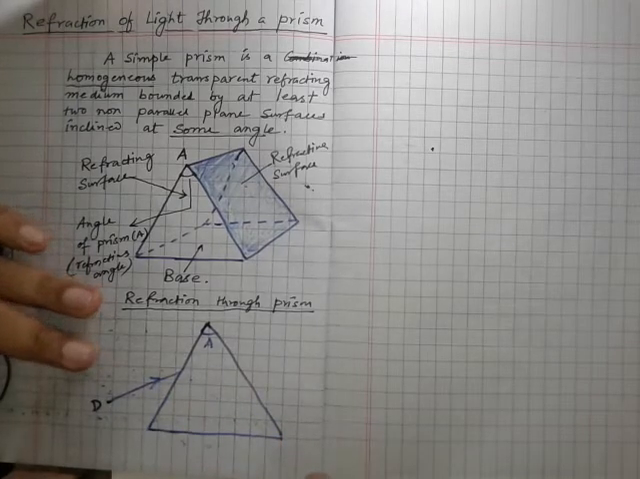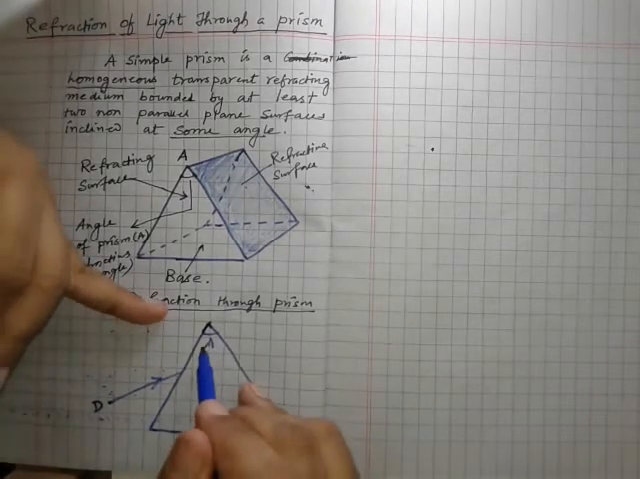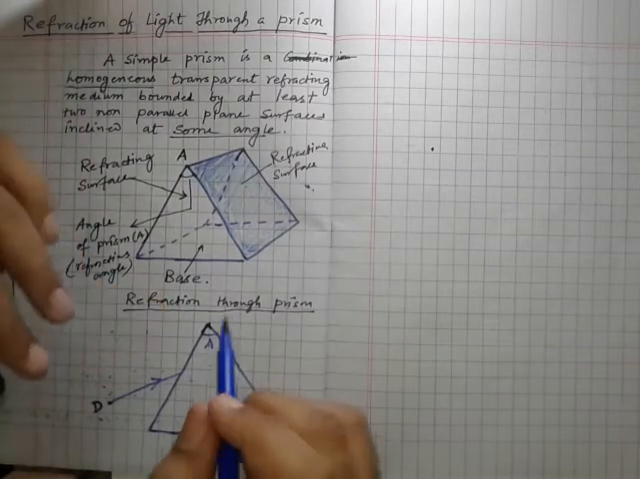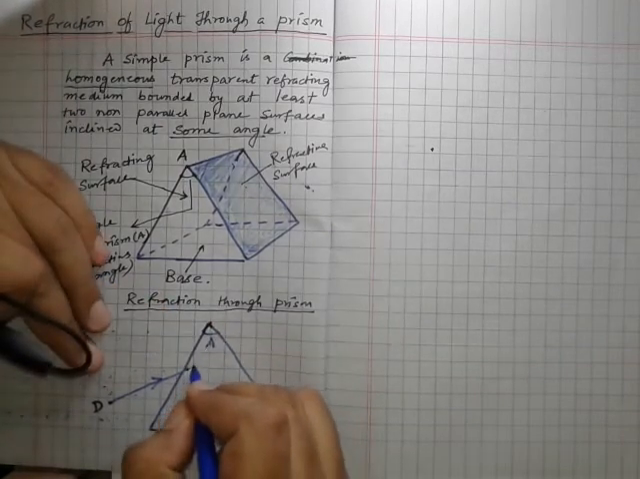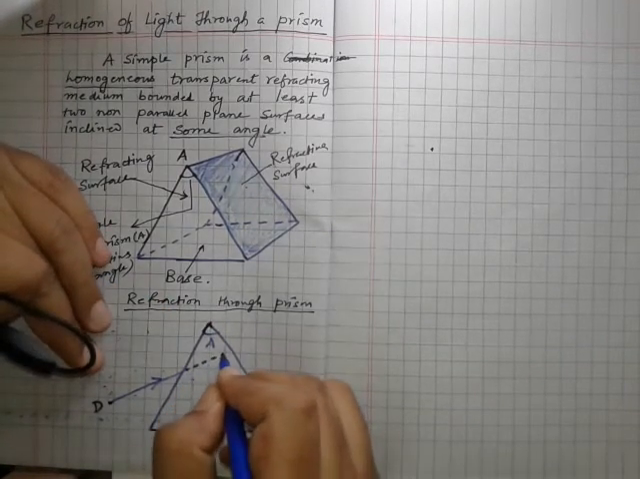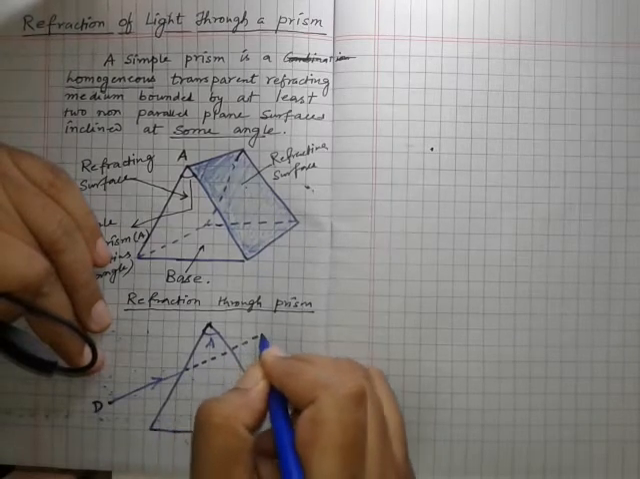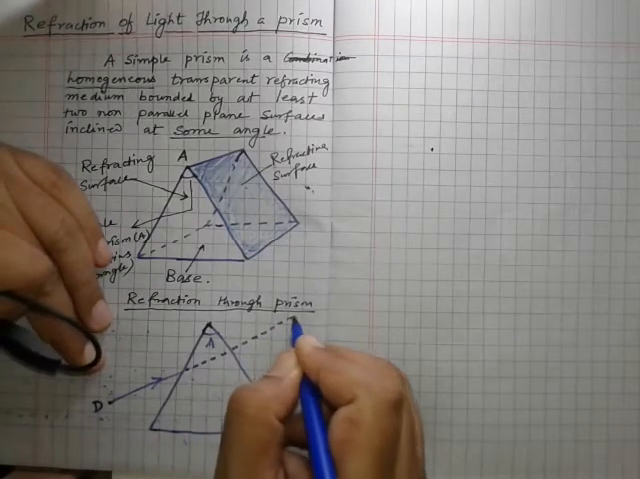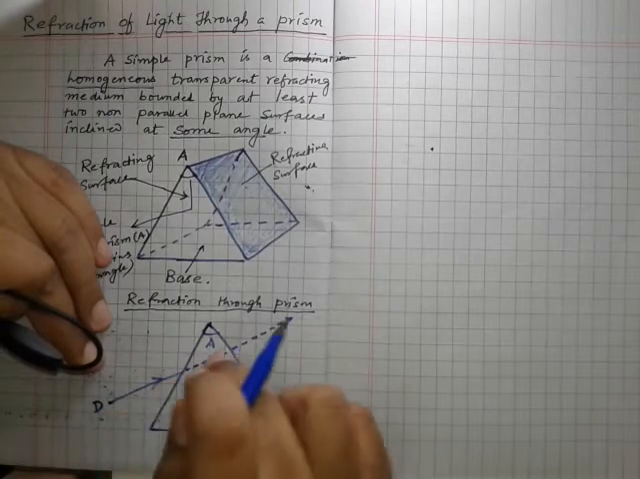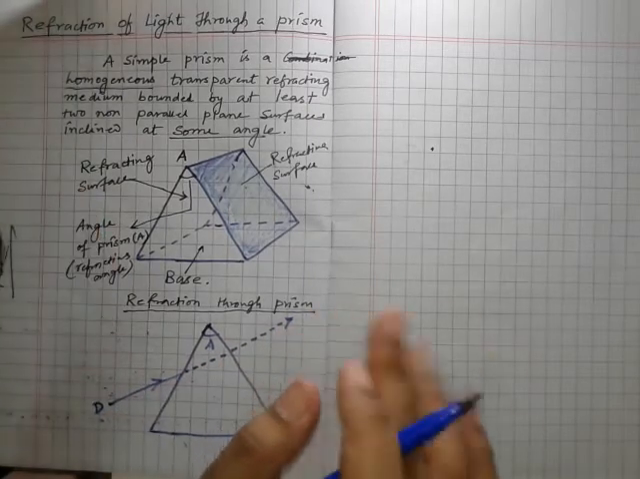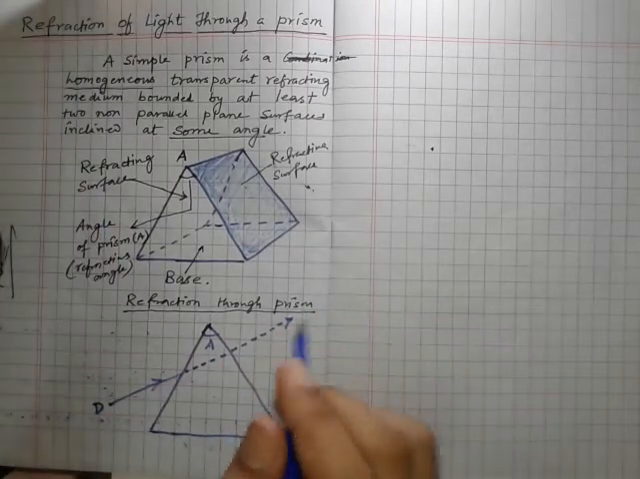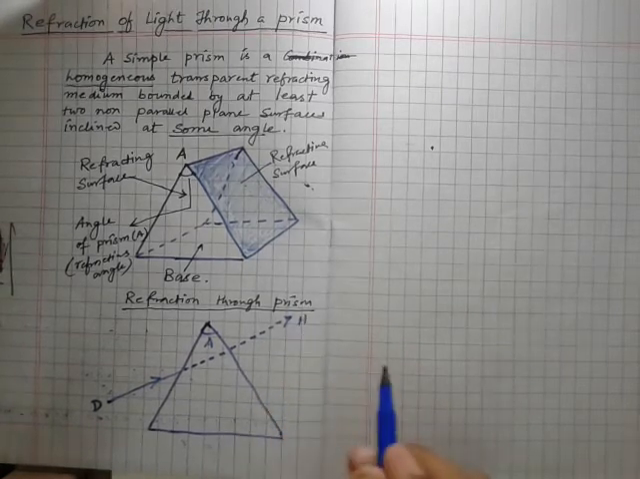Then what will happen? See, if the prism were not there, then what will happen? The light will go straight in this way. There is no cause for bending, so the light will go straight. That is called the undeviated path of the light. Okay, the light will go in this way. So you can give the name, that's H.